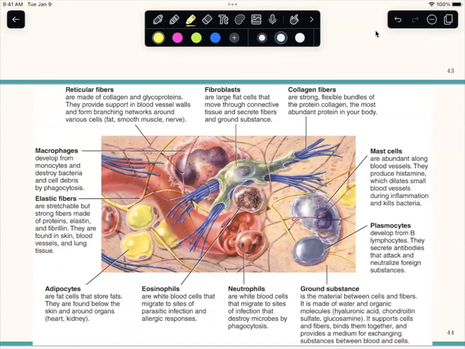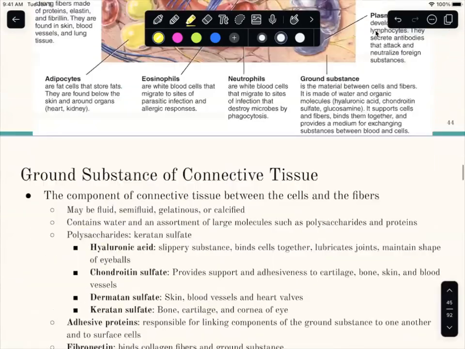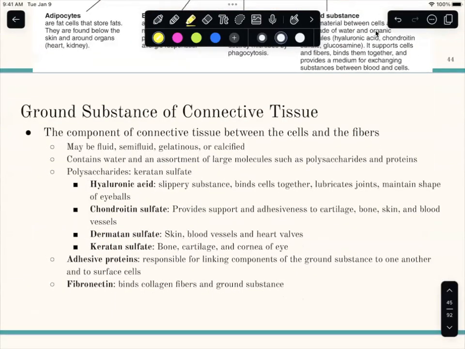So there's lots of different cells here. Depending on where this connective tissue is found is going to determine the type of ground substance. Hyaluronic acid is more slippery. So it's going to lubricate your joints so your joints move smoothly. It also works to maintain the shape of your eyeball, so your eyeball stays that oval round shape, not flattening out or going different directions.